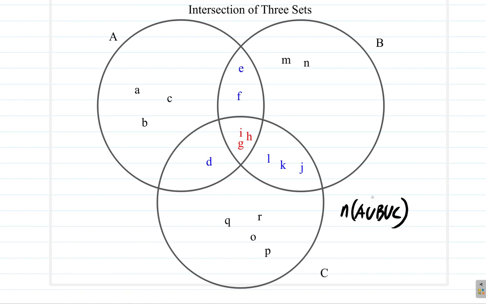If we should count them, we would count all the elements in A. So we would count these one time. We would count these one time. We would count these and these. So we would have A, B, C, D. We would have A, B, C, D, E, F, G, H, I. Alright, good. So that's the number of elements in A.